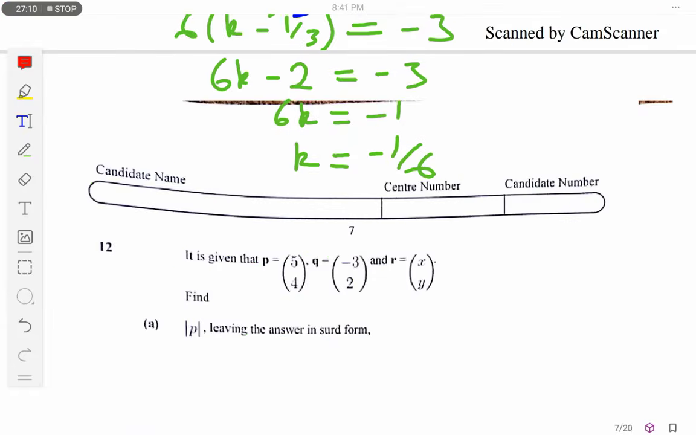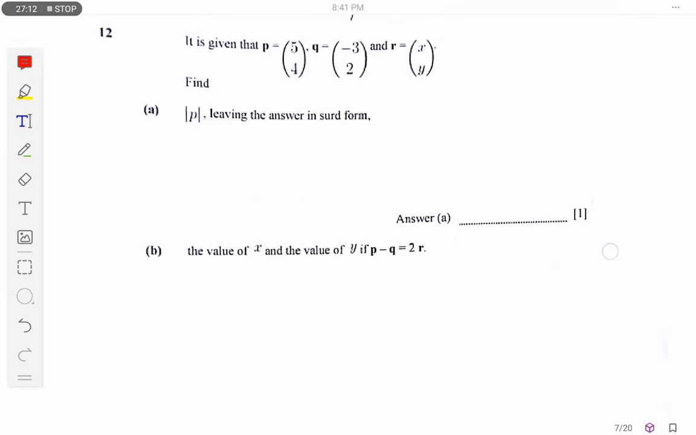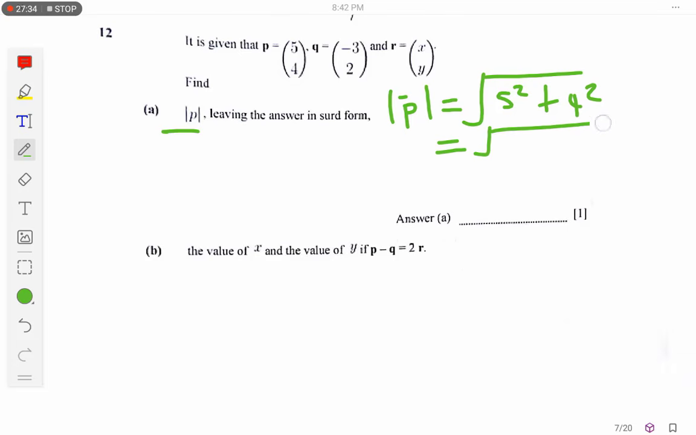Okay, let's move on. We are on number 12 now. Number 12, we want to find the value of this. Basically what it means is that the modulus of p is equal to the square root of 5 squared plus 4 squared. That's what it means. So this is going to be 5 squared, we get 25, plus 4 squared, we get 16.